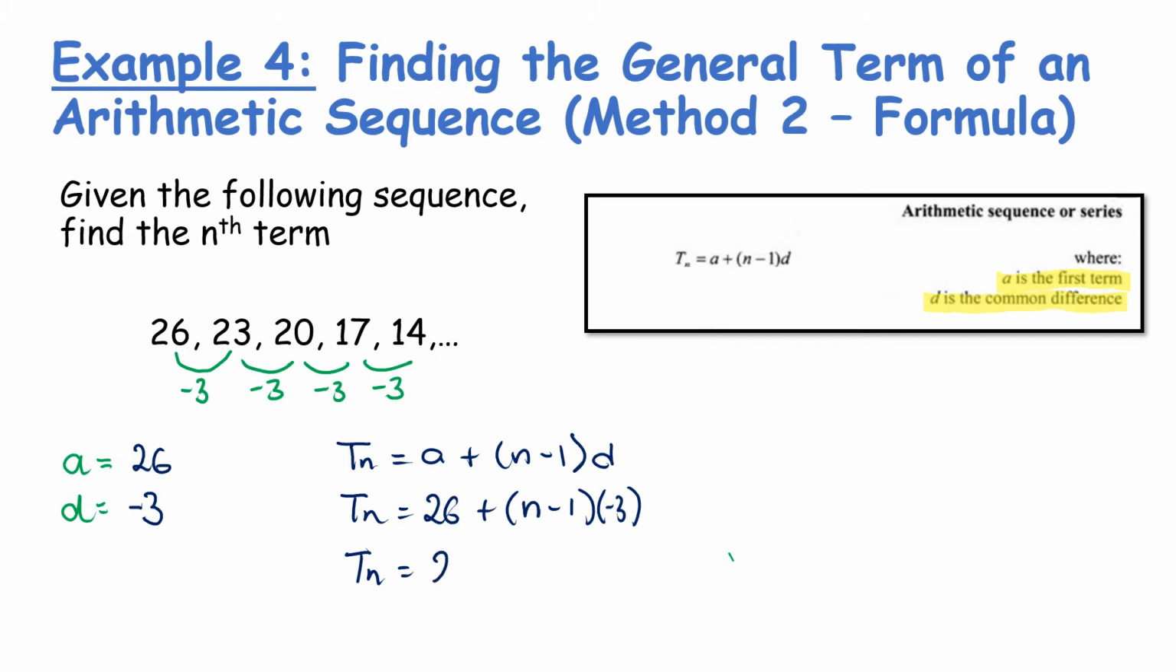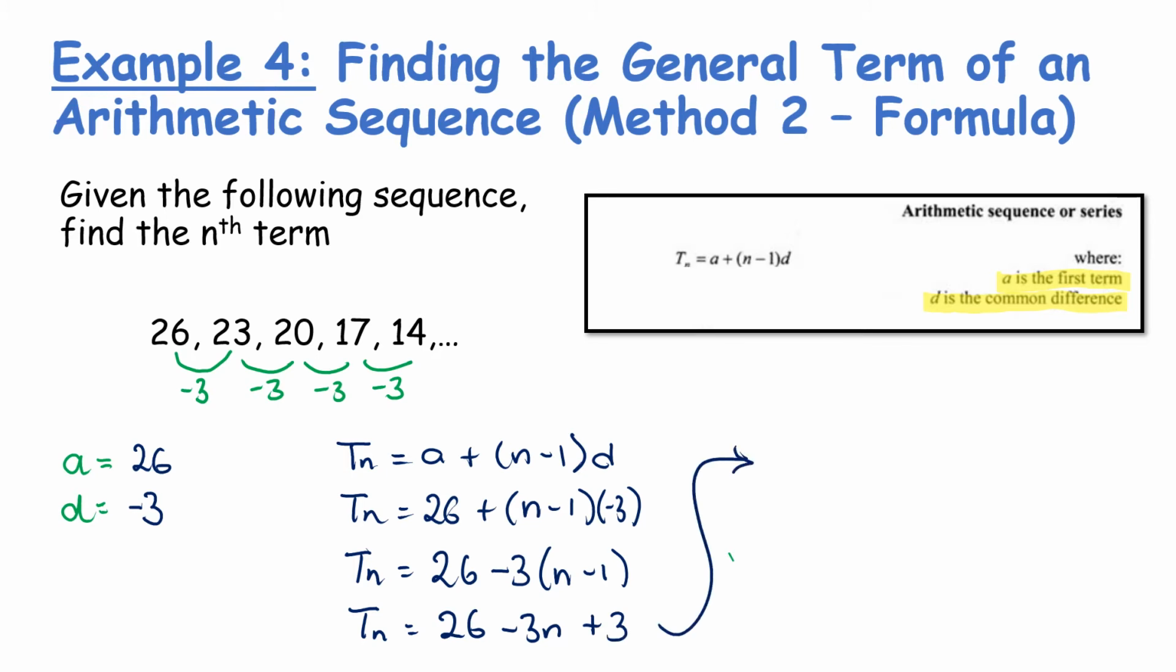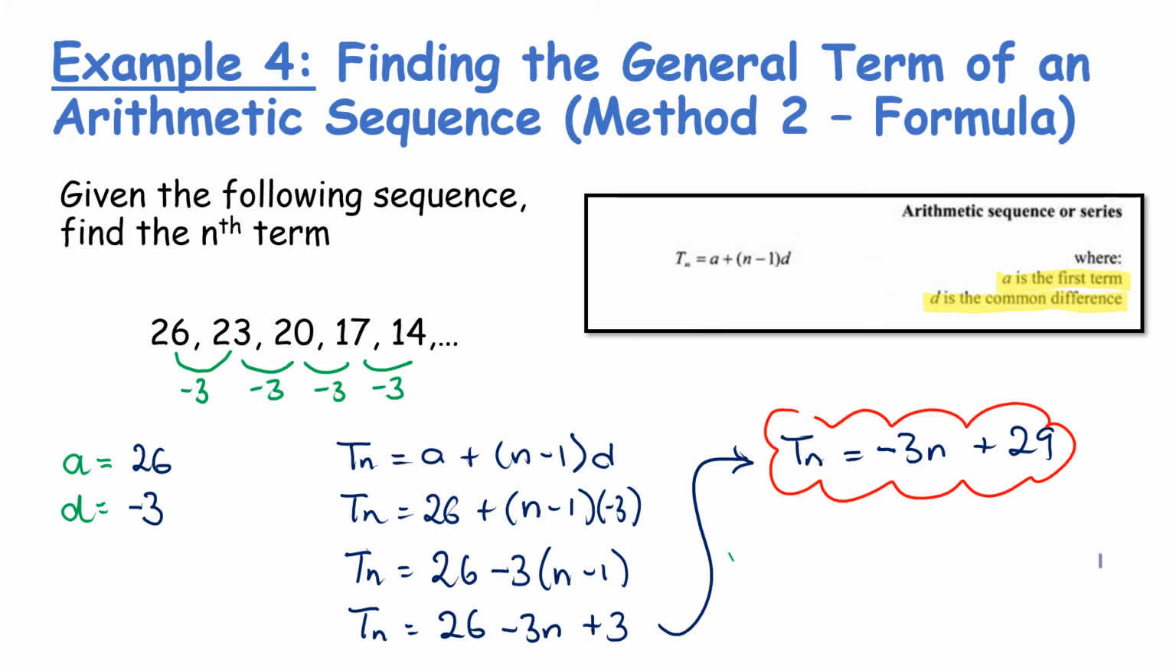If you find it easier, you can switch the order of those brackets because multiplication order does not matter. So we can do minus 3 times n minus 1. So Tn is equal to 26 minus 3n plus 3, watch your signs. And our final answer then is Tn equals minus 3n plus 29, which is exactly the same answer that we got when we worked through using the table method. So it is 100% up to you which one you prefer. Both give the same answer.